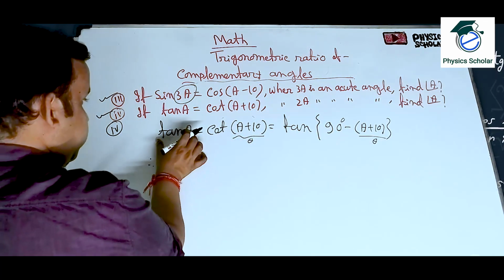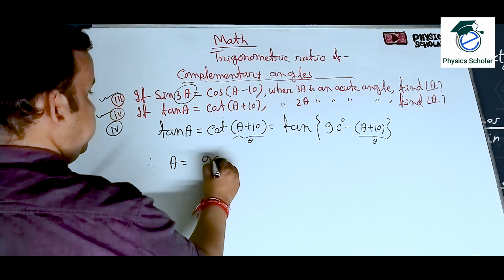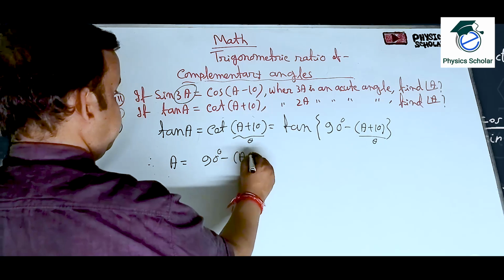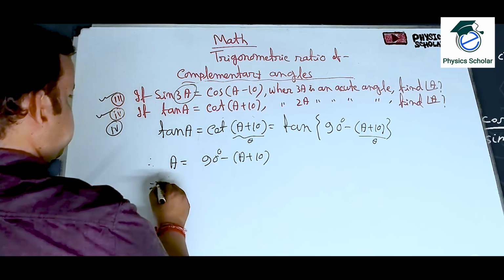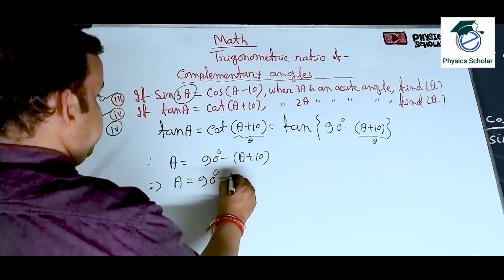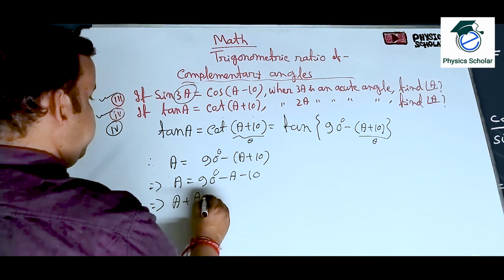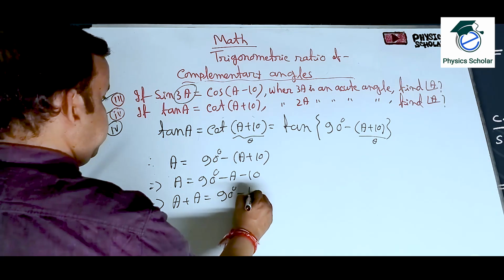So what can you write now? Tan A is equal to tan of this. So A is equal to what you can write? 90 degree minus A plus 10. Clear? So A means what? A is equal to 90 degree minus A minus 10. So now a very simple sum, A plus A is equal to 90 degree minus 10.